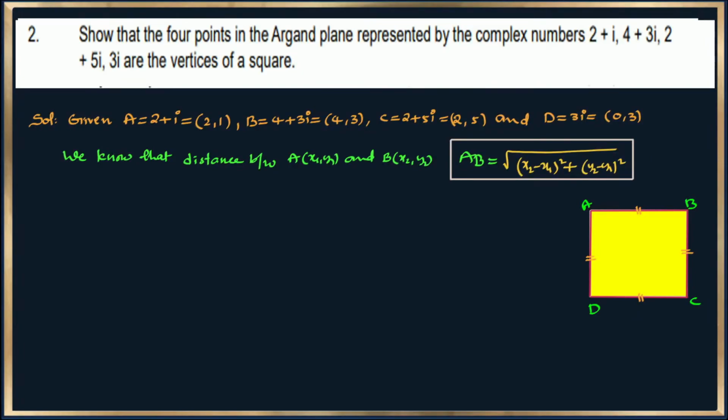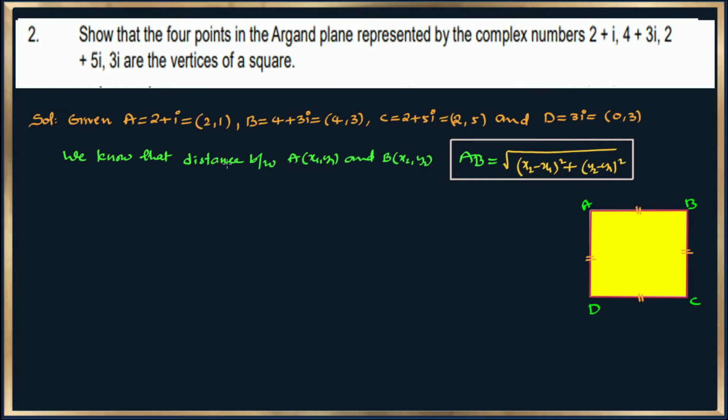Now next question is, show that the 4 points in the Argand plane represented by the complex numbers 2 plus i, 4 plus 3i, 2 plus 5i, 3i are the vertices of a square. So first write down the given. Given A equals 2 plus i, we can write (2, 1), B equals 4 plus 3i, (4, 3), C equals 2 plus 5i, that is (2, 5), and D equals 3i. Here the real part is not there, so (0, 3).